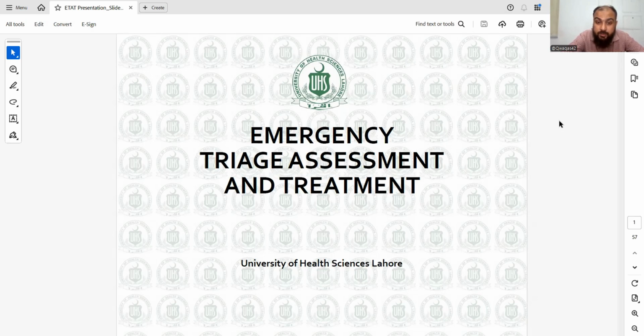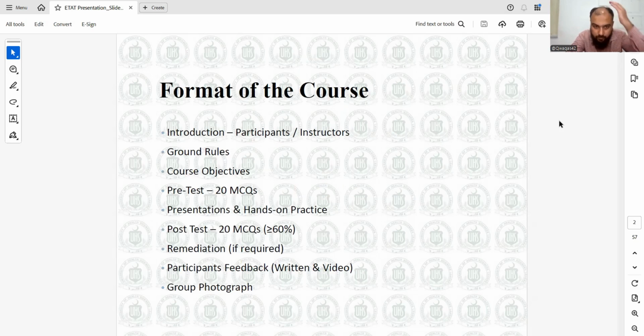Emergency triage assessment and treatment is a very important part of our clinical skills, mostly used in emergency situations in the hospital or outside the hospital. The format of the course will be introduction, participant instructors. There will be a pre-test and post-test, and those who could not get through will retake the test, and then we will have a group photo.